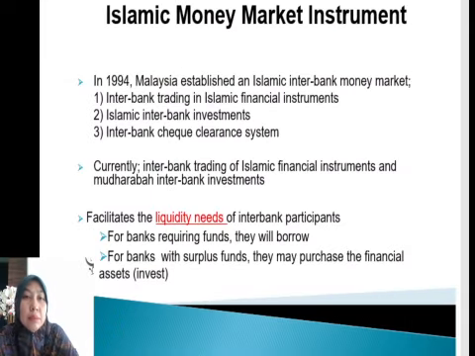So, Islamic money market instruments. In 1994, Malaysia established an Islamic interbank money market. What is the Islamic interbank money market? It is an interbank market, like Maybank Islamic with CIMB Islamic, Bank Muamalat with Bank Islam. They do transactions between them. If one bank has a shortage of money, it borrows money from another bank. It is short term, maybe only 1 day or 2 days.